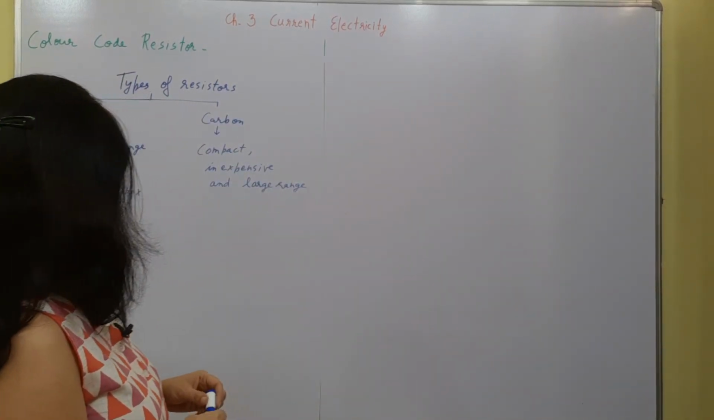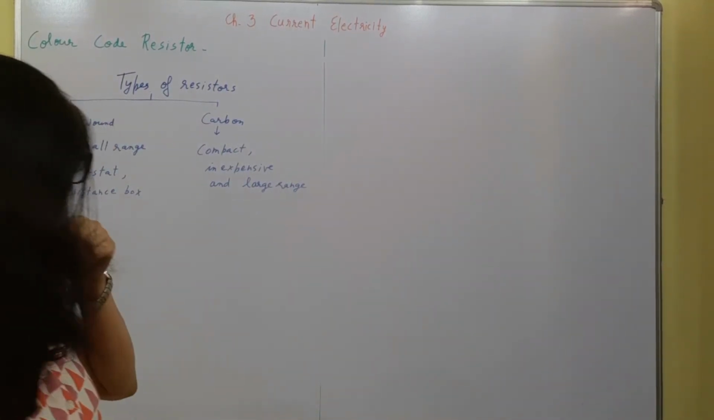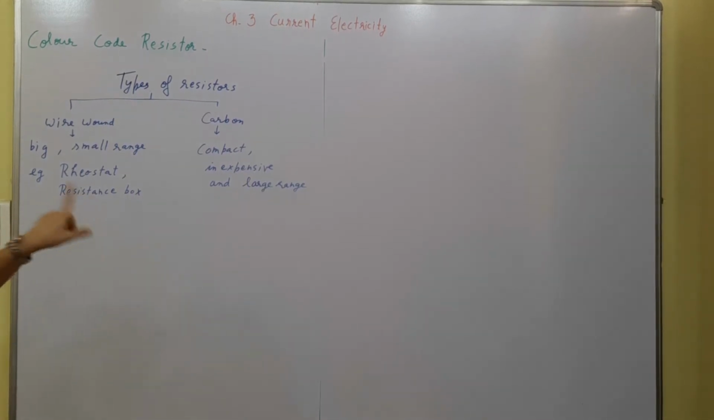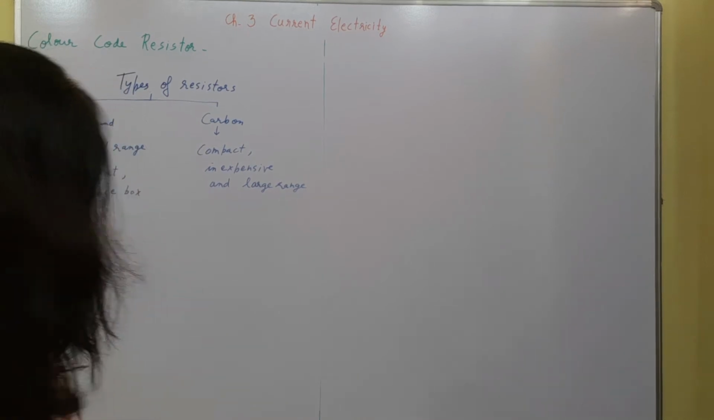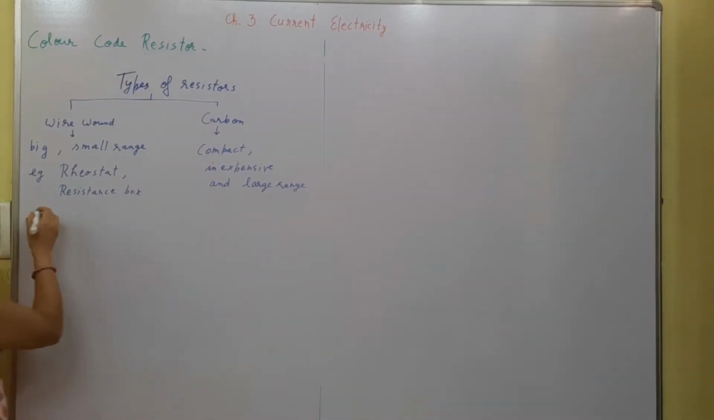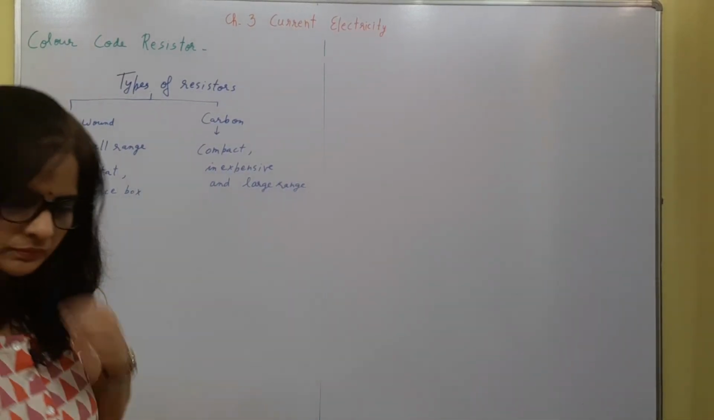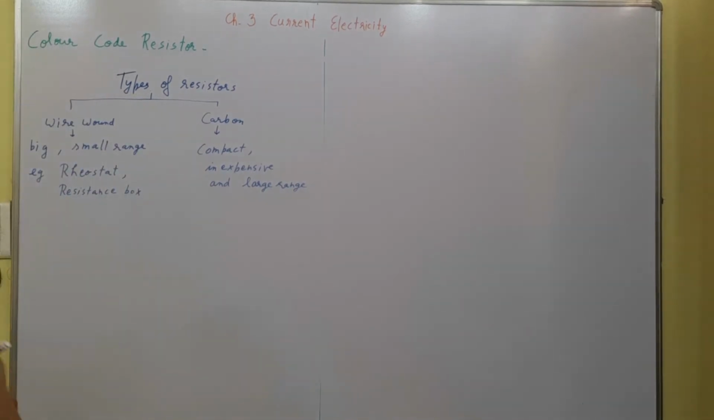That coding system needs the help of a table, which I'll draw on the board itself. So this is black, brown, red.